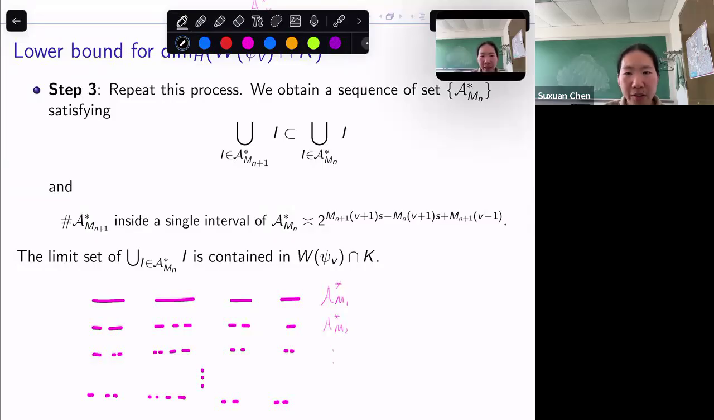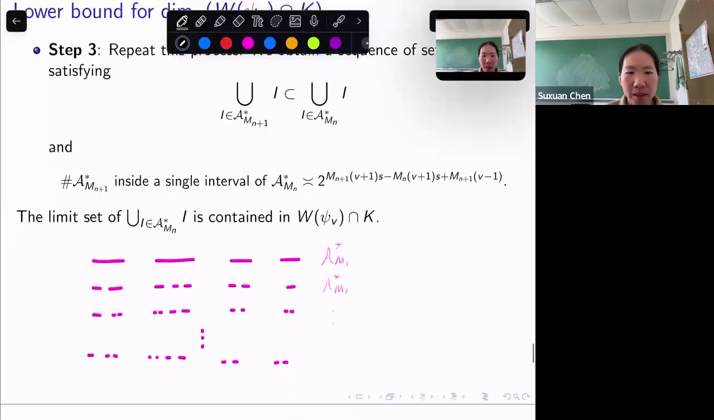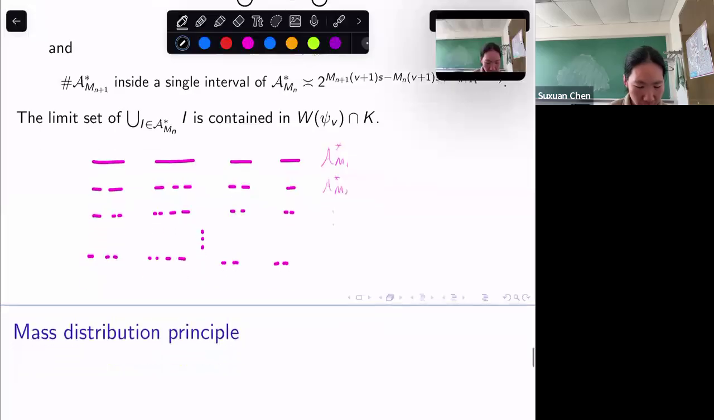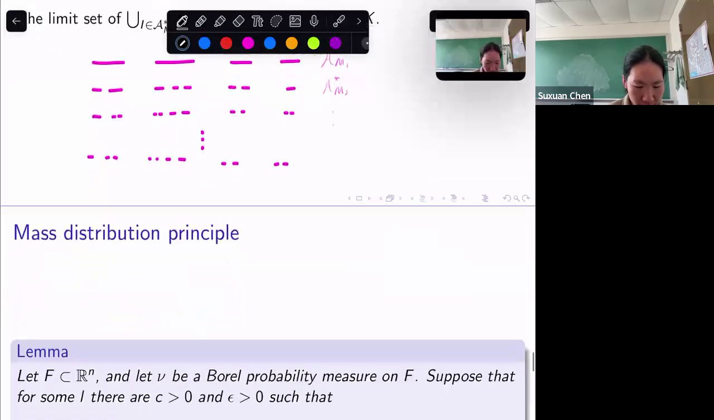And we have an estimate of the number of intervals in A_Mn star inside a single interval of A_Mn star, which is this value. And moreover, this limit set is contained in the intersection of psi-well approximable numbers intersect with K. So that's a picture to illustrate this.